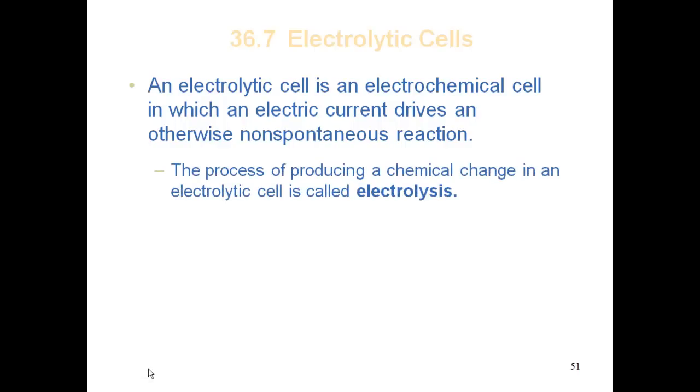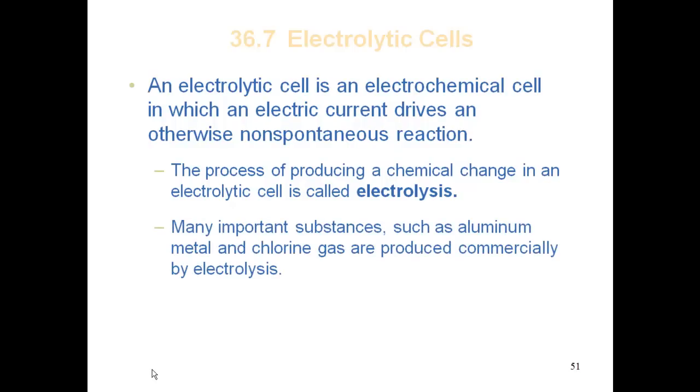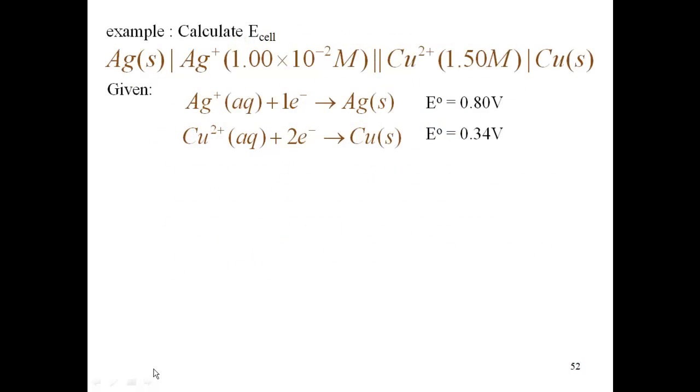The process of producing a chemical change in an electrolytic cell is called electrolysis. Many important substances such as aluminum metal and chlorine gas are produced commercially by electrolysis. This is how we plate gold and silver onto jewelry. We basically set up the ring as the cathode and then plate out that metal onto it. Let's look at an example.